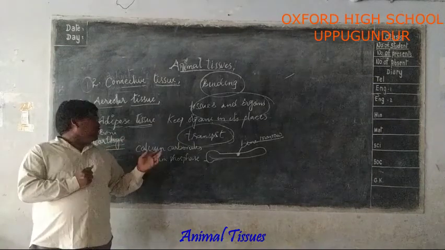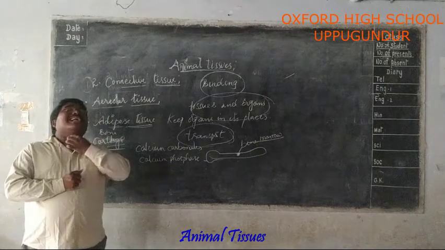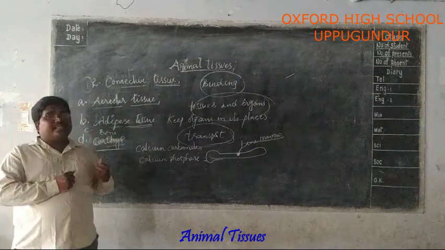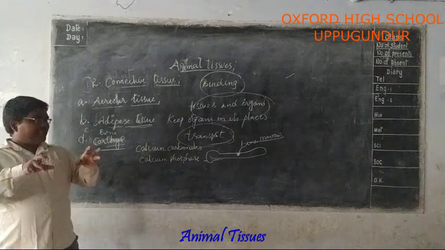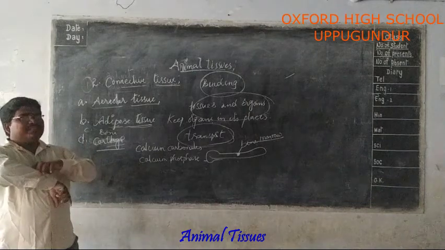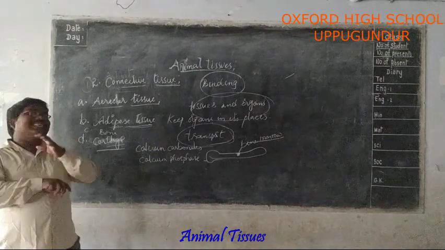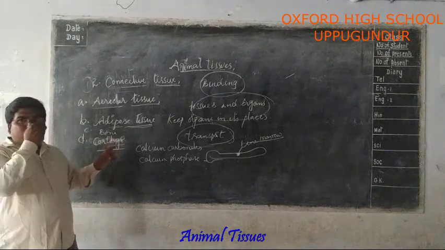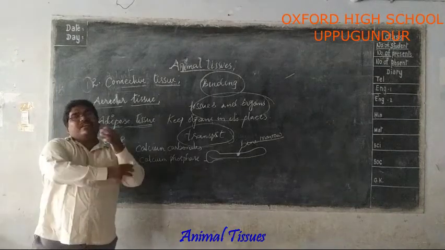For example, the cartilage is present in the external ears, tip of the nose and trachea. It is also present in the kidney tubules, at the tip of the ribs and at the joints. So this is smooth bone. It is not as hard as the other remaining bones.